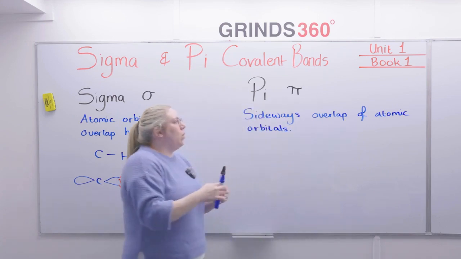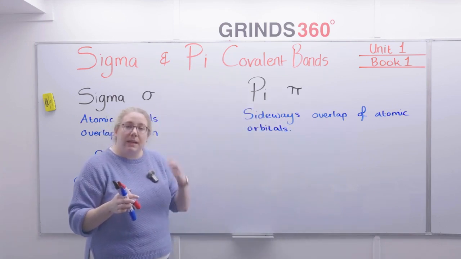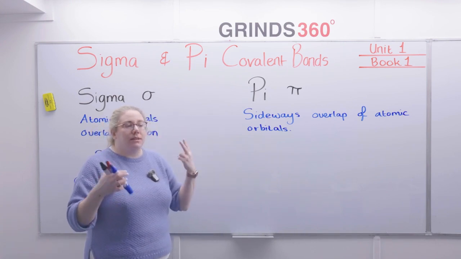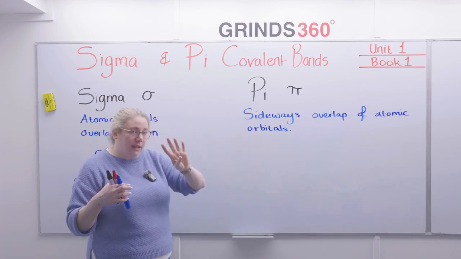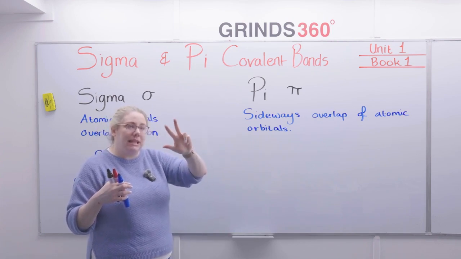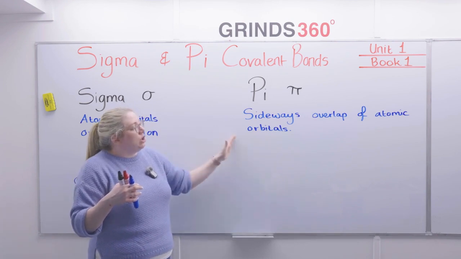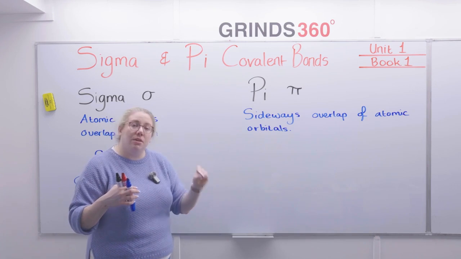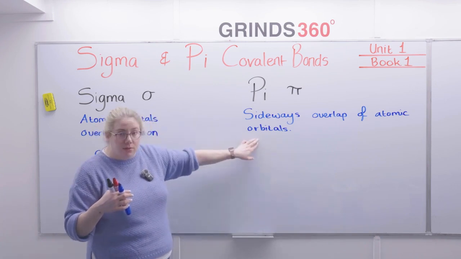Now, if I was to ask you what orbitals can't overlap side on, s, they can't. It will always be head on. But even though we only talk about s and p orbitals and being able to draw them at A level, you technically have 4 different types: s, p, d, and f, even though we only focus on 2. So in terms of what can form a pi bond, not s, but the other 3 can. So p, d, and f orbitals can all do this.